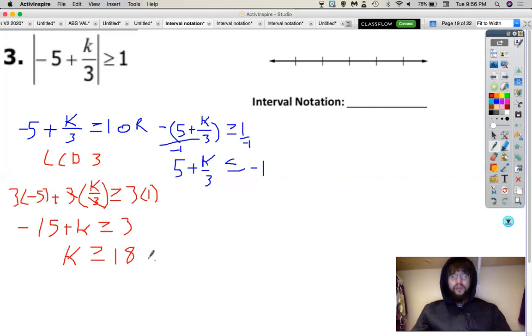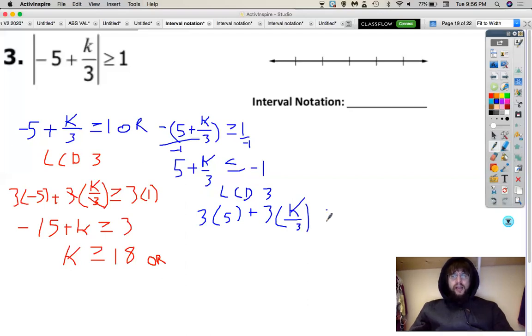Don't forget we got that or going on. Subtract 5 from both sides. No, what am I going to do? LCD. Could I subtract 5 first? Sure. There's a million ways you could solve this problem. Not literally, just quite a few. 3 times 5 plus 3 times k over 3, that's equal to 3 times -1.